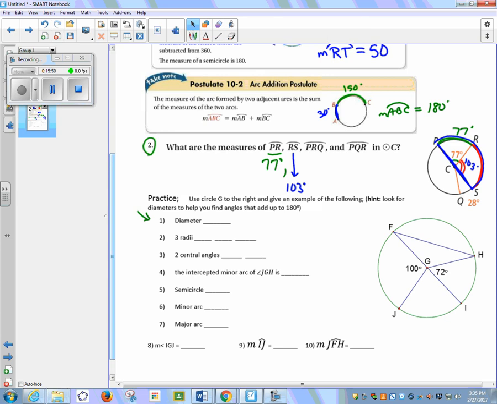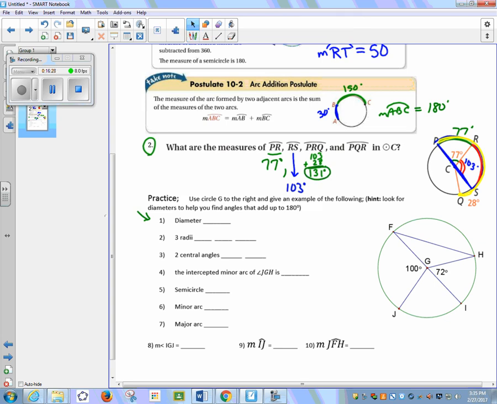All right, the next one asks for arc PRQ. PRQ goes from P through R and ends at Q. We said PRS is 103, and now we have SQ is 28, so we're just going to do 103 plus 28, and we get 131 degrees for PRQ.